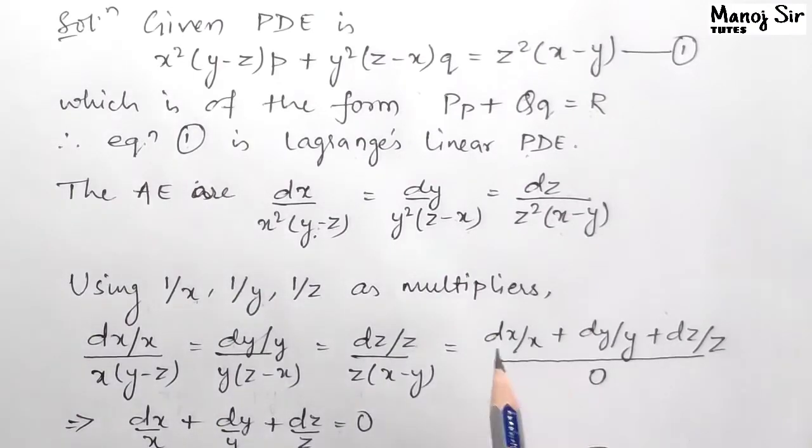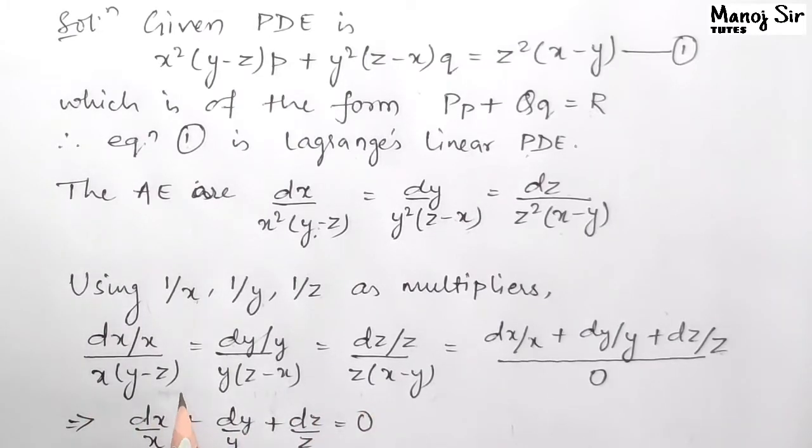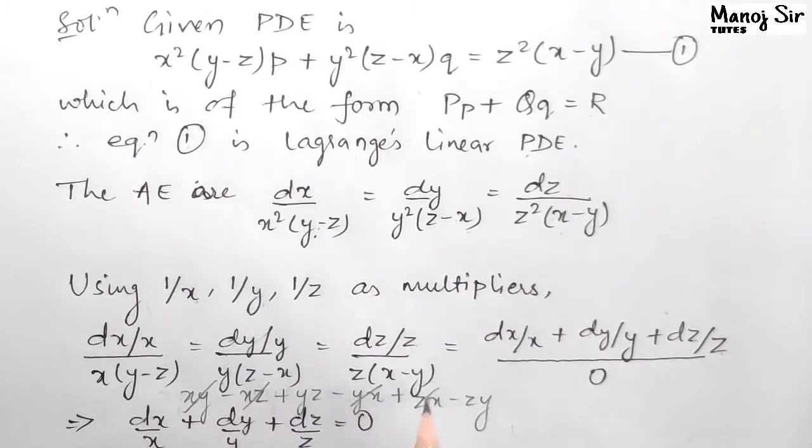Here, on adding all the three numerators, we have dx upon x plus dy upon y plus dz upon z. And on adding all the denominator parts, here we have xy minus xz, plus yz minus yx, plus zx minus zy. xy, yx, negative, positive, cancel. xz, zx, positive, negative, both get cancelled. yz, zy, negative, positive, all get cancelled. What is left? Nothing is left. So we have written here, that is 0.